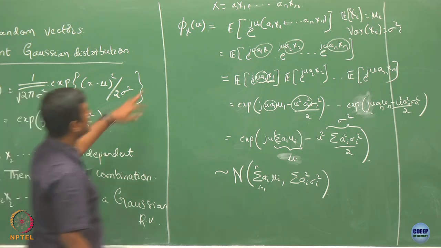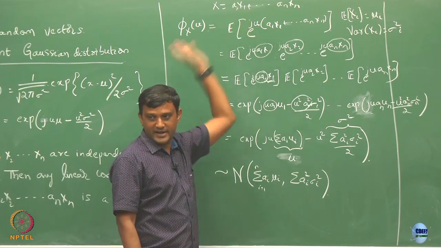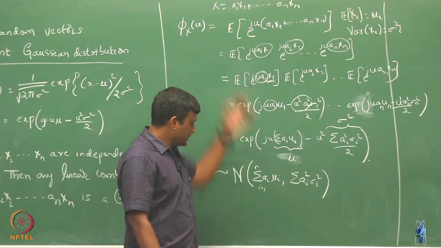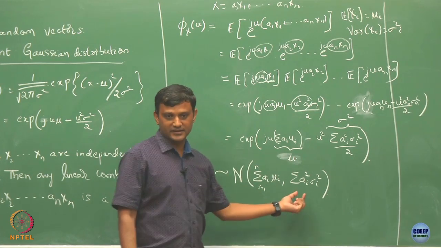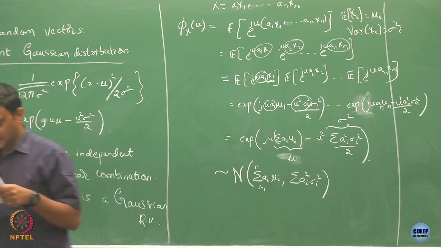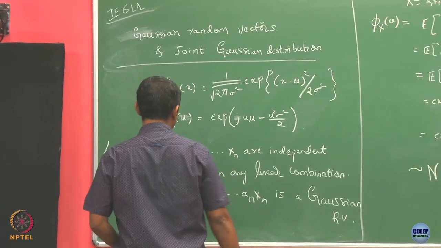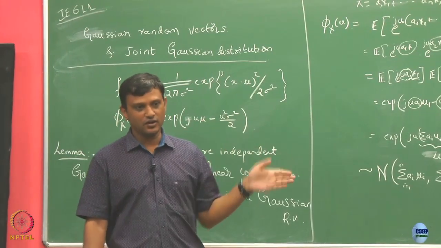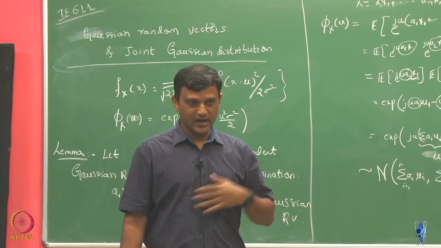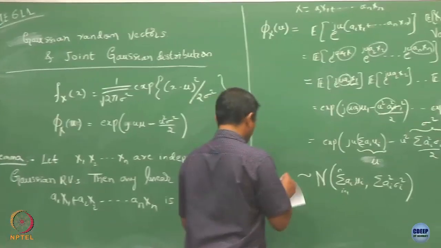So this means my x here, which is a linear combination of independent Gaussian random variables, is going to be another Gaussian distribution with mean like this and variance like this. So what we have just shown is that any linear combination of independent Gaussian random variables is going to be another Gaussian random variable. Now we are going to use a couple more definitions.